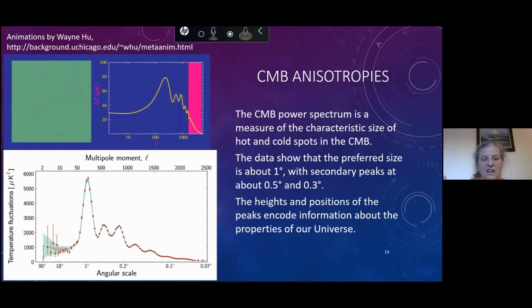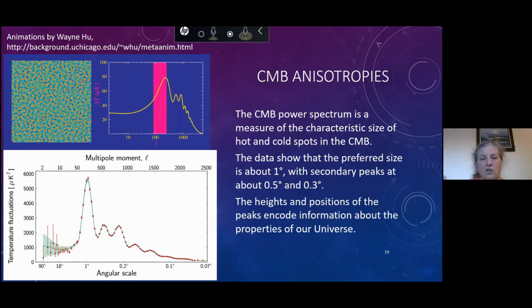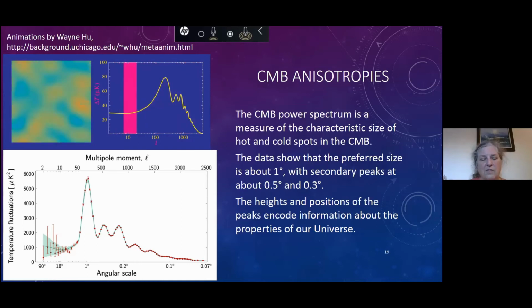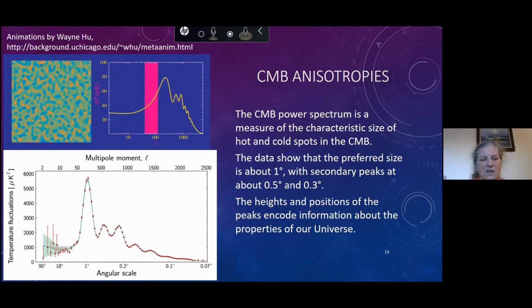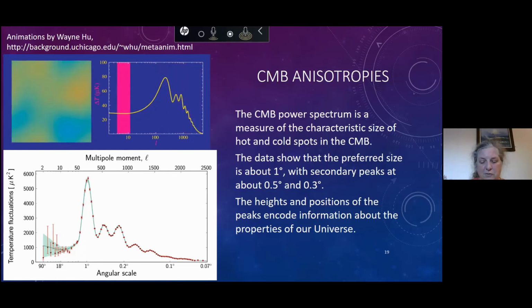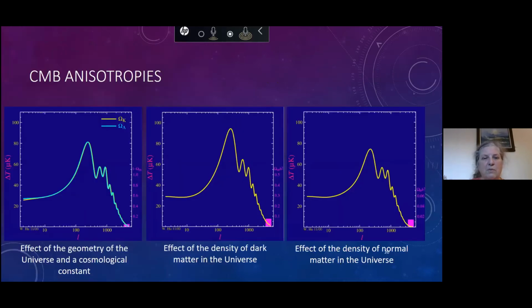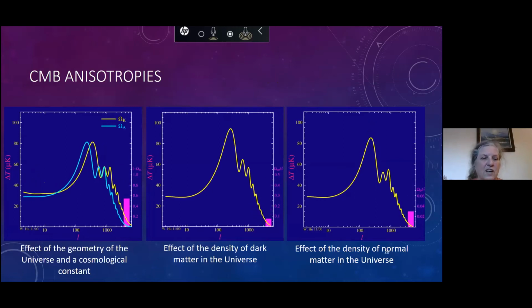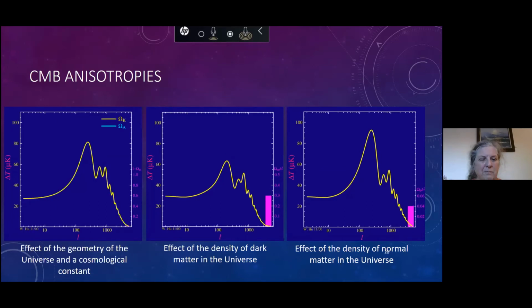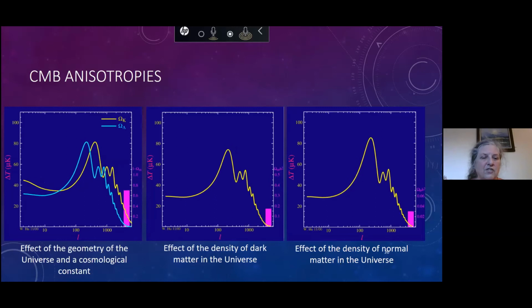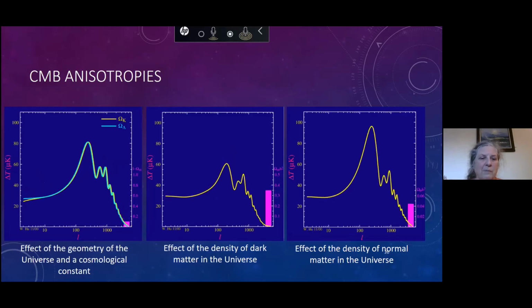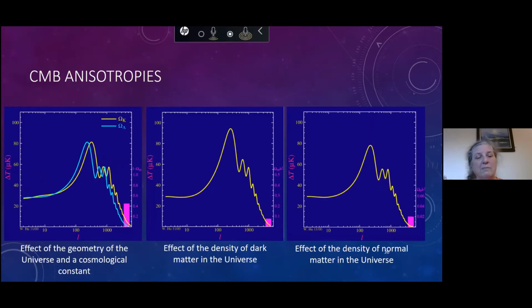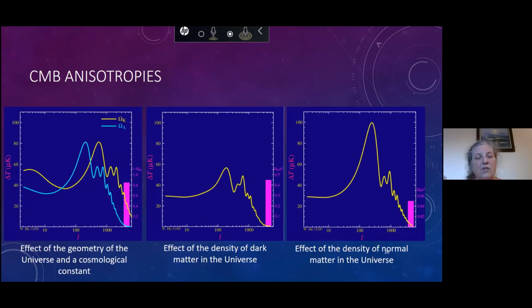And to see the sort of thing that you would expect if the properties of the universe were different, I will show a few more of Wayne's animations. So on the left side there, the pink bar going up and down represents the density of matter in the universe, and the yellow curve represents what would happen if matter were all there were in the universe.